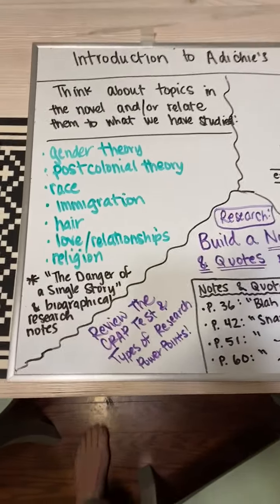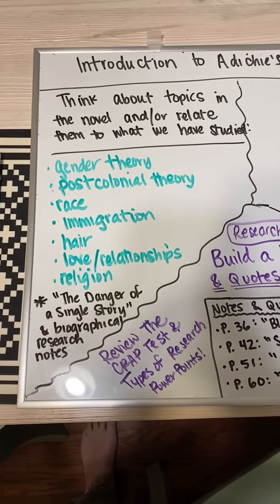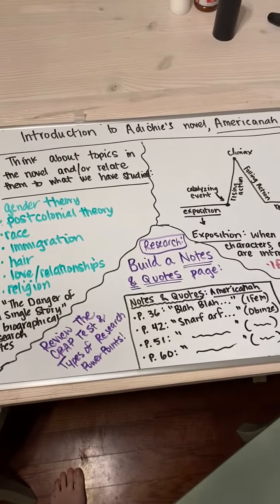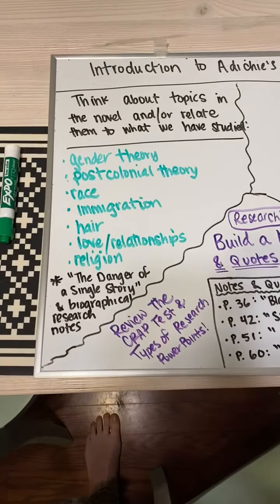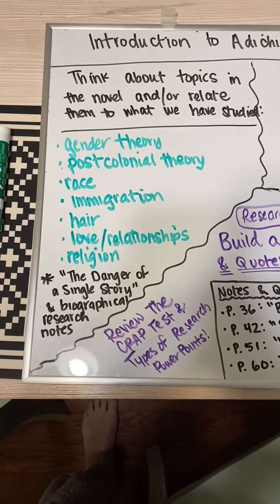I'll probably go in sections here so I'm not pulling my phone all the way back and so that it makes sense. But this is sort of an introduction to Adichie's novel, Americanah. The first thing I want you to think about is sort of a pre-reading strategy, right?